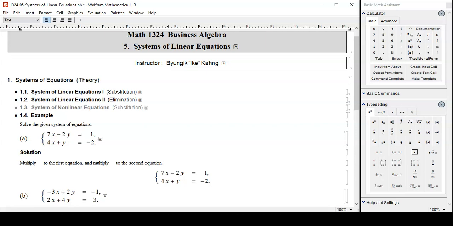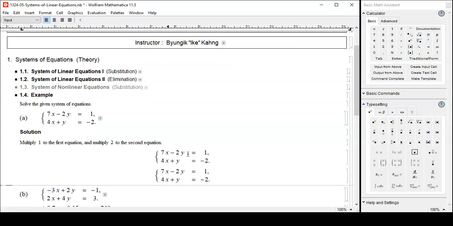First, I'll multiply 2 to the second equation. And the first equation, I didn't do anything. I'll just multiply by 1. So no change. In other words, I'll do this. No change to the first equation. Multiply by 2 to the second equation.